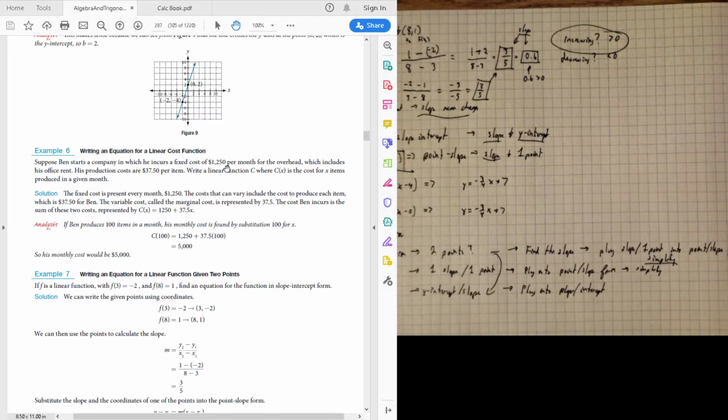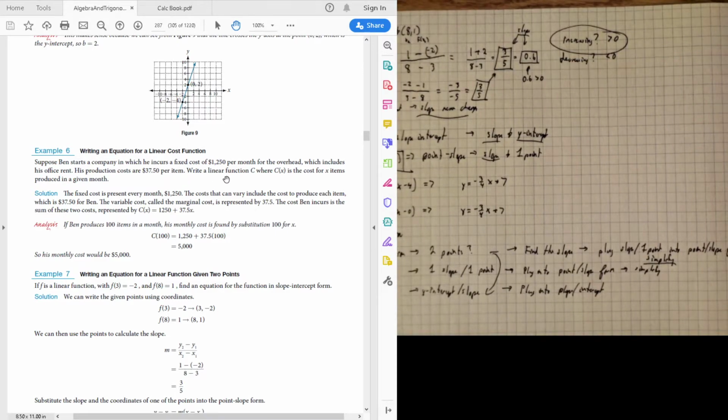In this case, something being constant is really important. It then says his production costs are $37.50 per item. So when you look at this, the question is, are we doing this per month or per item? Because there are 2 different things that can happen. That's why it's important to read the last line. Write a linear function C, where C of x is the cost for x items in a given month.